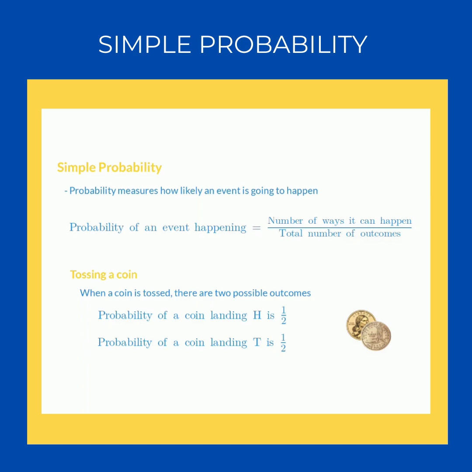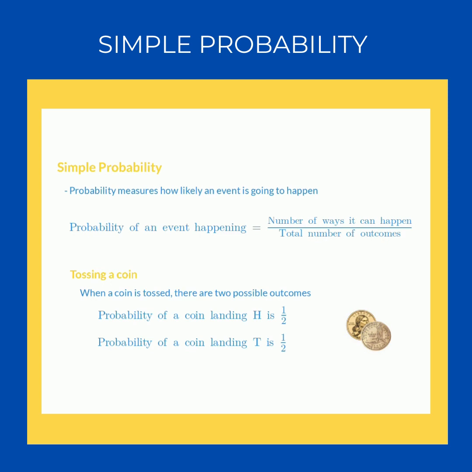In this lesson, I'll be explaining about simple probability. So probability measures how likely an event is going to happen. And I can find the probability by using this formula, which is the number of ways it can happen over the total number of outcomes.